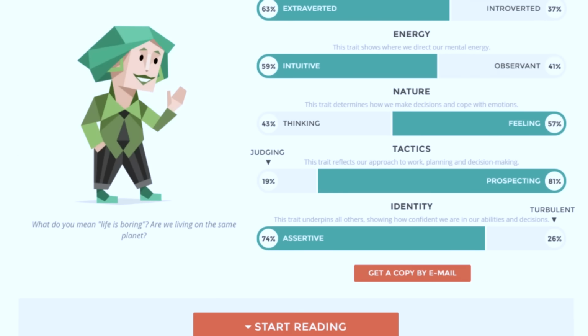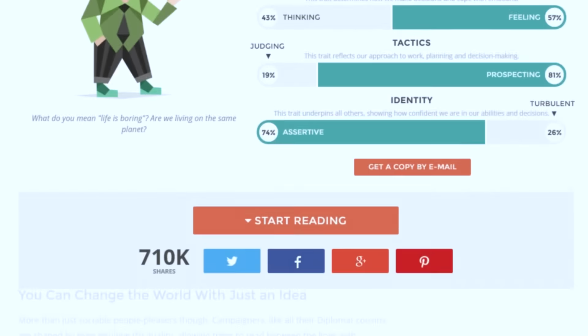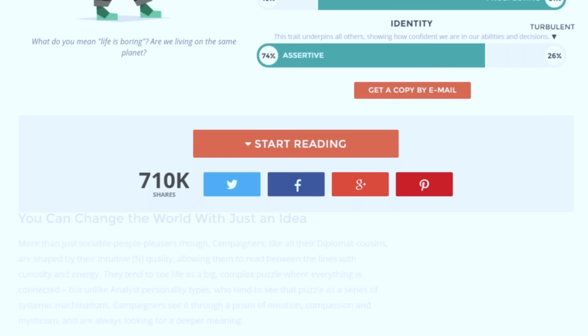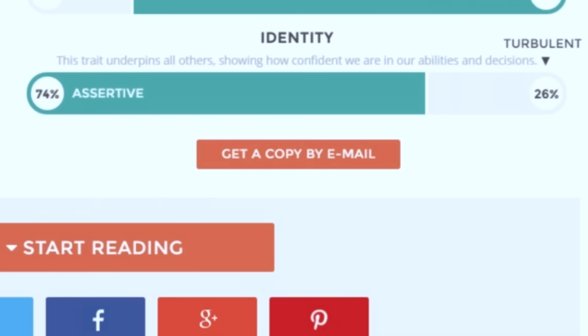Tactics, judging versus prospecting. So this is J and P. This trait reflects our approach to work, planning, and decision making. And I guess this is why I talked about not making plans and improvising. So that's what that is. They added another letter, A and T, and I got A. This trait underpins all the others, showing how confident we are in our abilities and decisions. Assertive and turbulent. Interesting. Anyway, once this website determines your personality type, then it tells you your strengths and weaknesses.